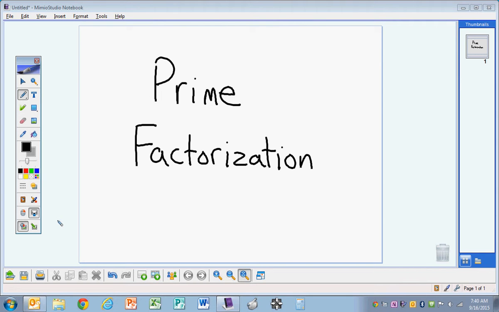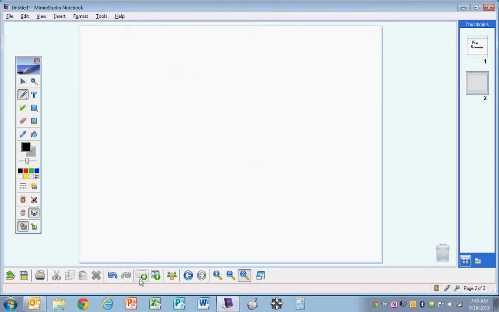To find the prime factorization of a number, you need to create a factor tree. So we're going to start with the number 48. The first thing I need to analyze is whether it's prime or composite. If it's a prime number, your process is over. That is the prime factorization. In this case, I know 48 is composite very quickly because it's an even number.